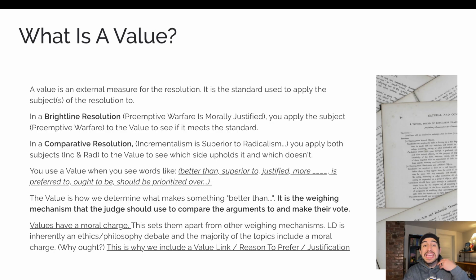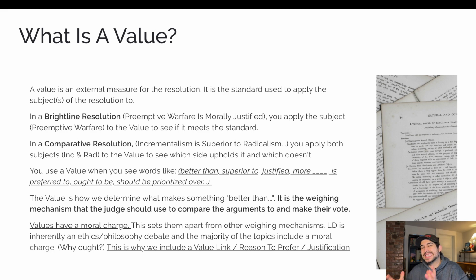But the value is the objective measure. It's the measure that you put into the round to help the judge reach that conclusion. So it's the weighing mechanism that the judge will use to compare the arguments and make their vote. I also want to point out very quickly, values have a moral charge. It's another reason why they're different from other forms of debate.